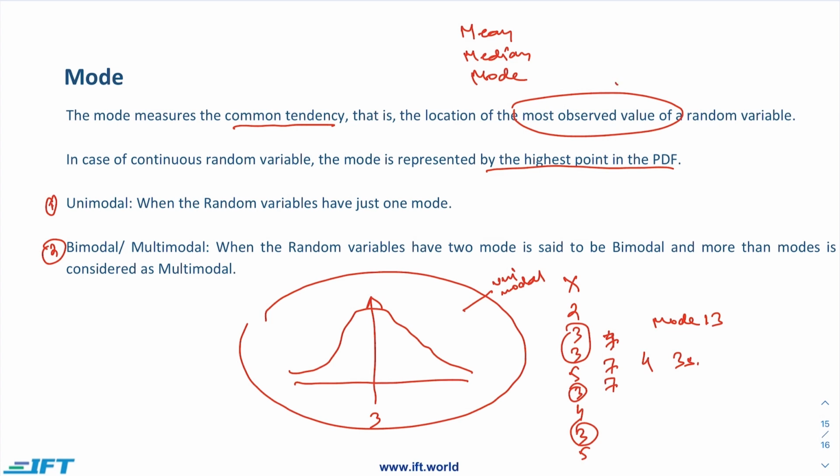In this case, if we have two modes, we can have a bimodal distribution, which would look something like this. So basically there are two modes which are the most frequent numbers. There are four 3s and there are four 7s as well. And then we can have a multimodal distribution as well, where we have more than two modes in the distribution.